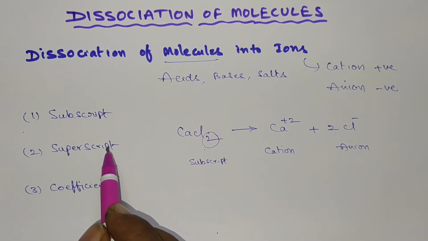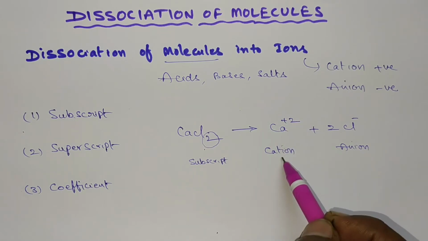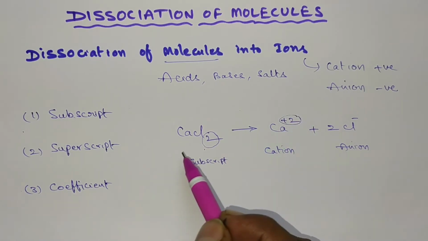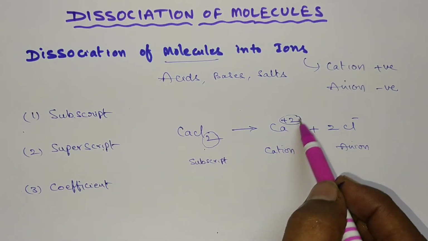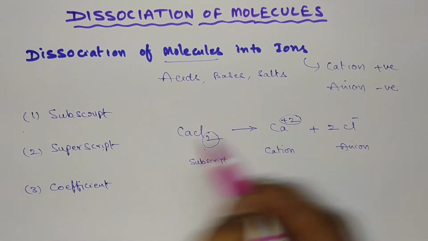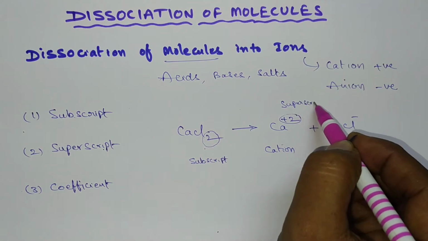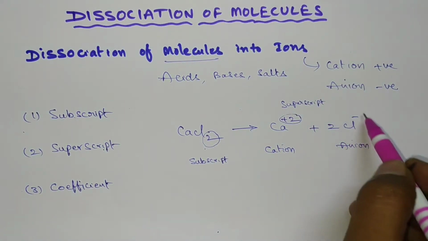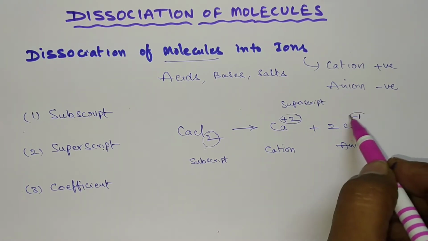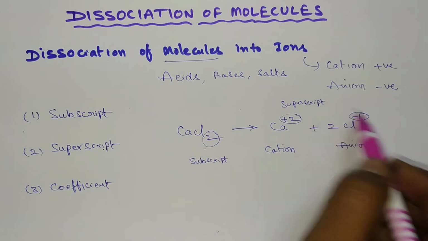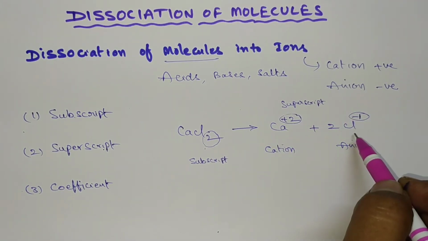And second one superscript. Superscript means the number which is used to represent the charge on the ion. Here the charge on the cation is plus 2. So, this one is called superscript. Superscript means the number which is used to represent the charge on the ion. And here also Cl minus is there. Here minus means minus 1 is there. So, this minus 1 is also called as superscript. Superscript represents the charge on the ion, whether it is cation or anion.